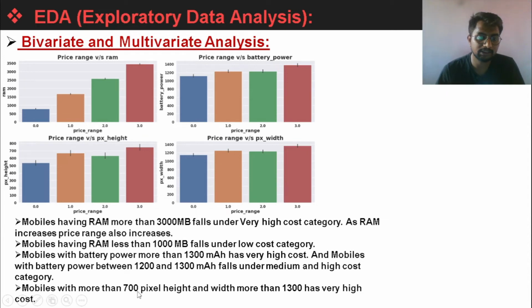Mobiles with more than 700 pixel height and more than 1300 pixel width fall under the very high cost category. Here we can see the red candle indicates the pixel height more than 700, and in the pixel width, this red candle indicates the pixel width more than 1300.